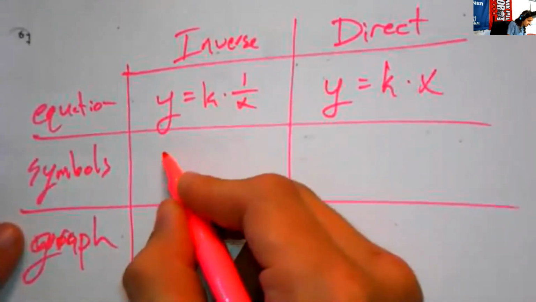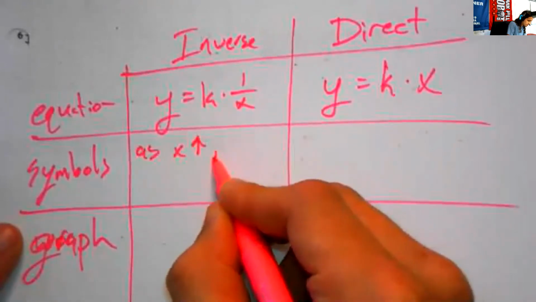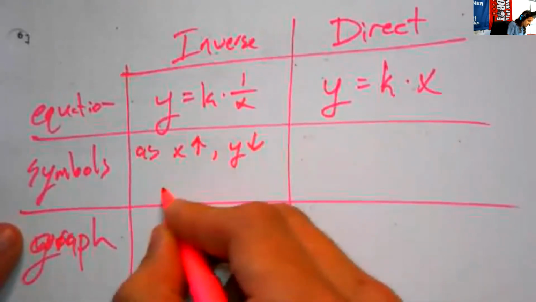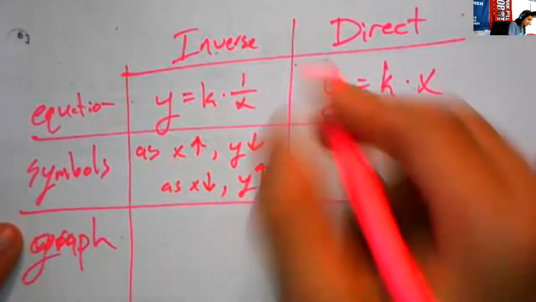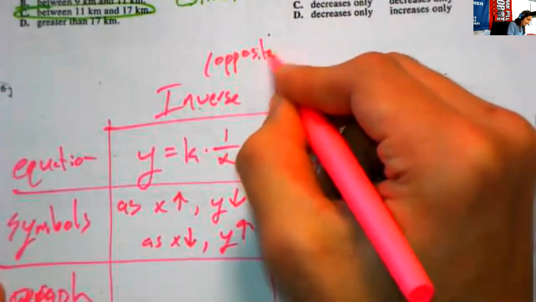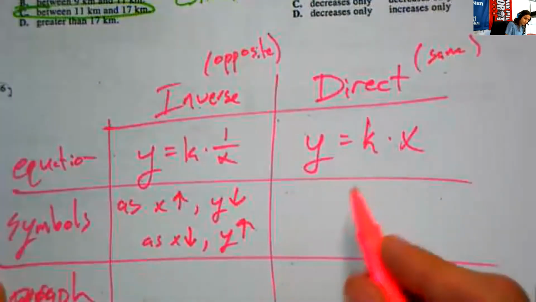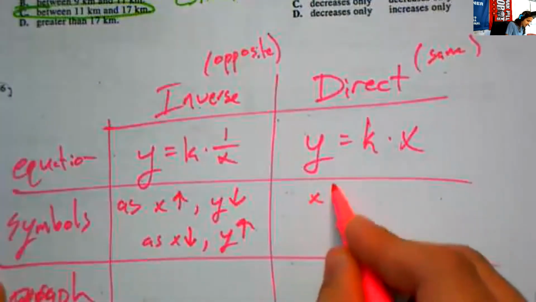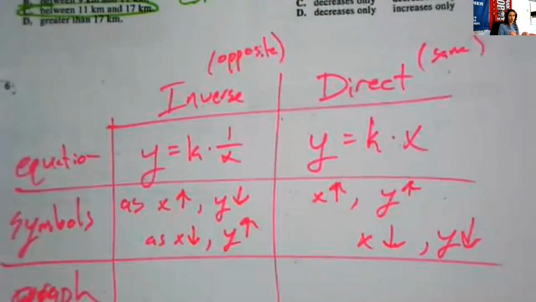Symbols, inverse: as x goes up, y goes down. As x goes down, y goes up. Inverse means they often go in opposite directions. Direct will often mean they go in the same direction. Direct here will be as x goes up, y goes up, and as x goes down, y goes down. So we're talking about direct, opposite and same directions.